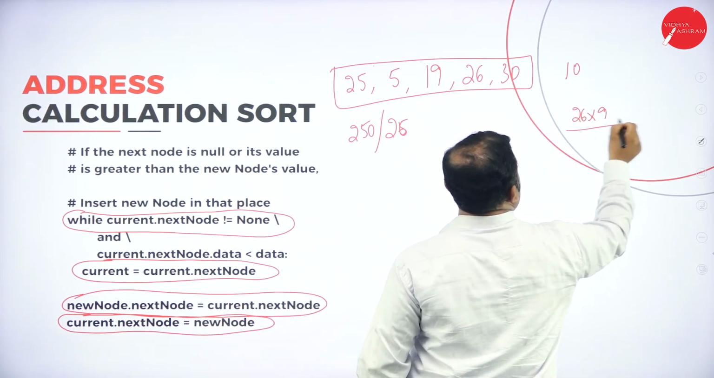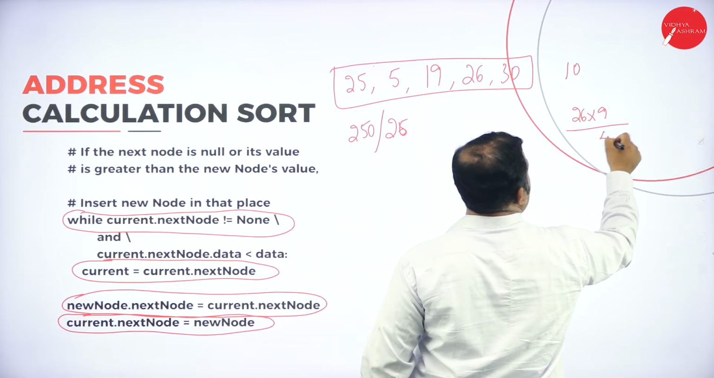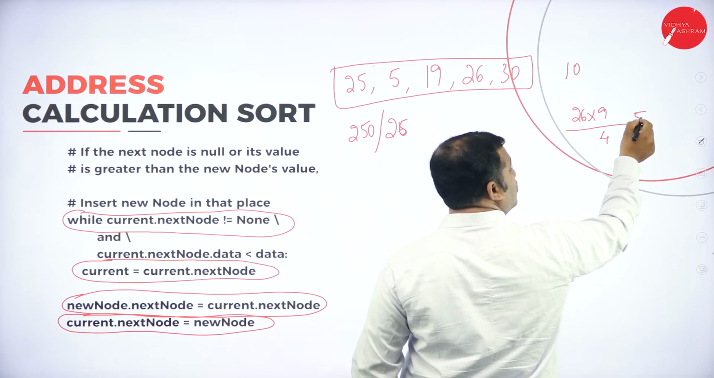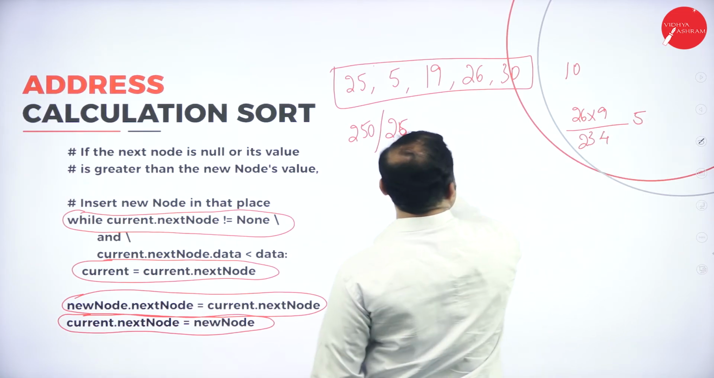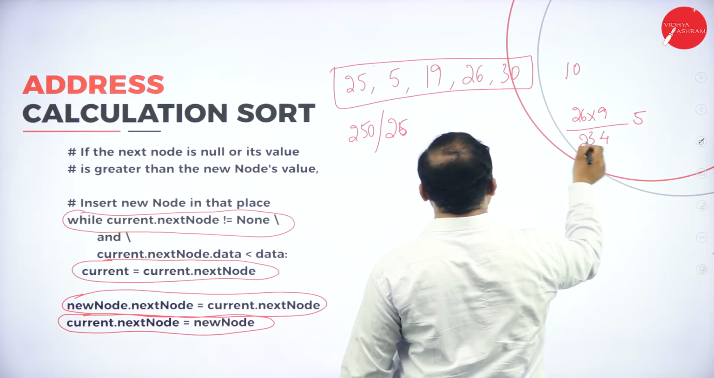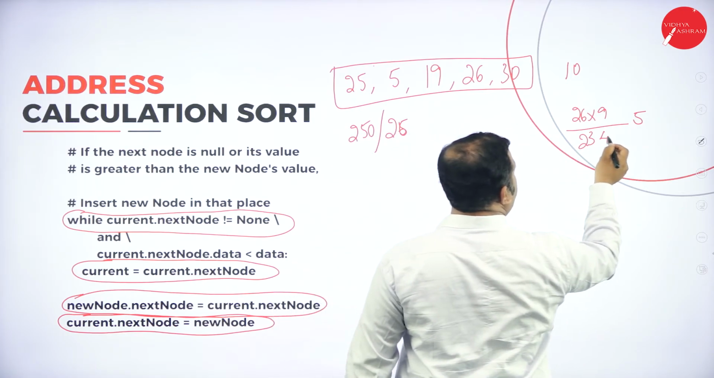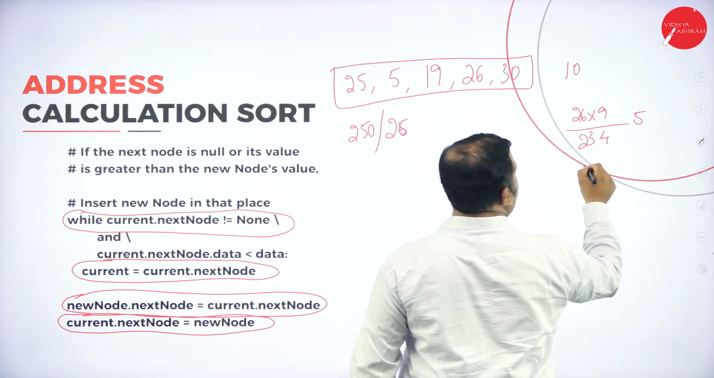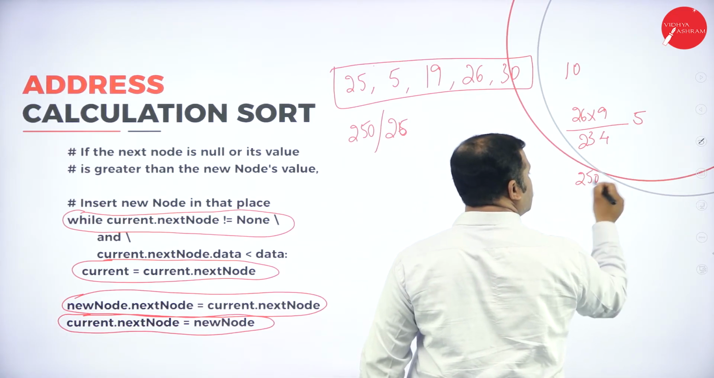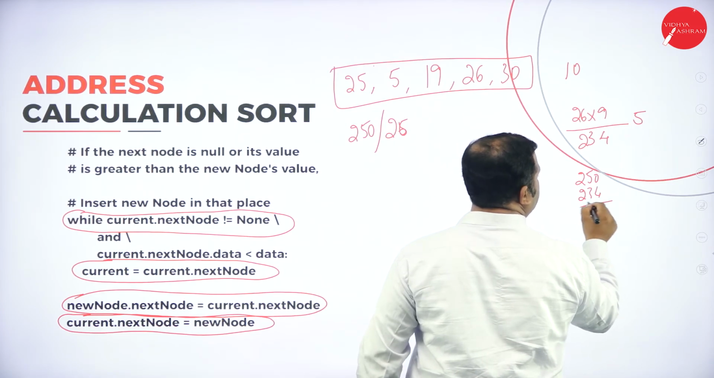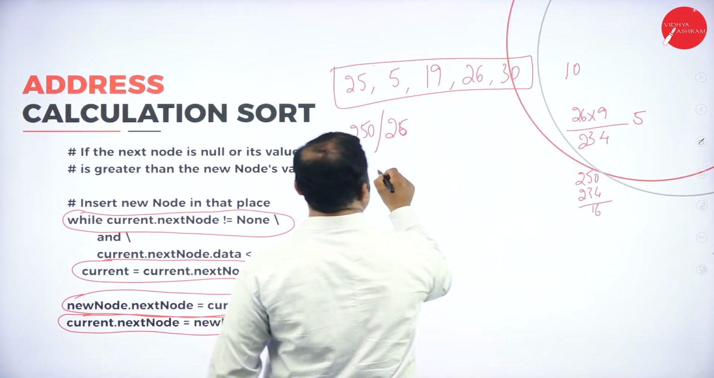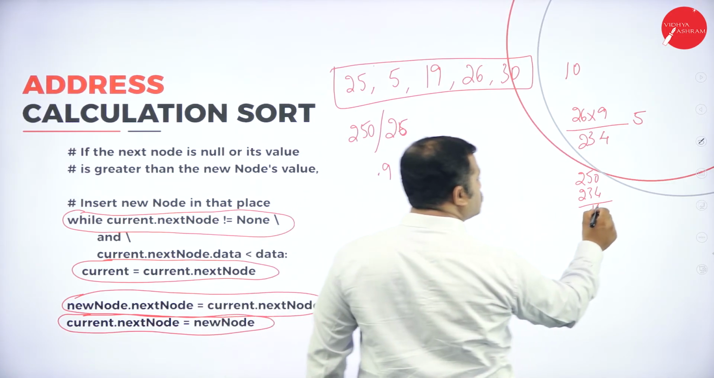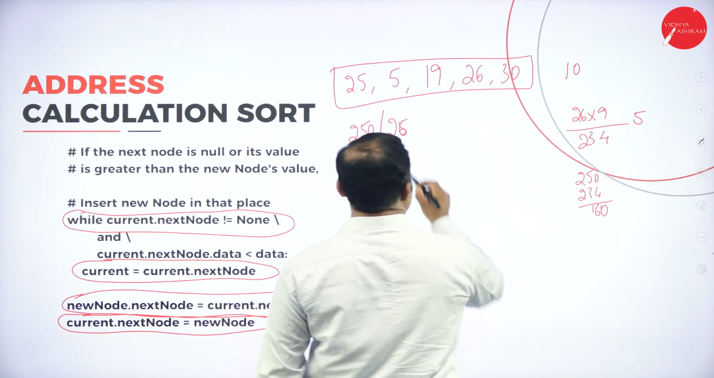250 into 26. 9 sixes are 54, 4, 5 carry, 9 twos are 18, 18 plus 5, 23, which is more than this 250. That is 234, which is less than this 250. So, we have the value 234. 250 minus 234, it is 16. So, we have the value 0.9. What are the values? 1 zero I will append.